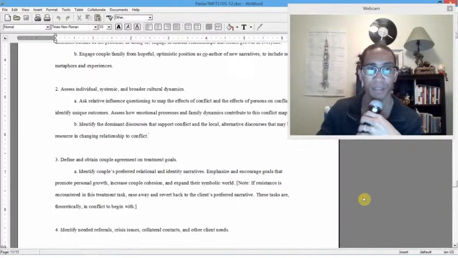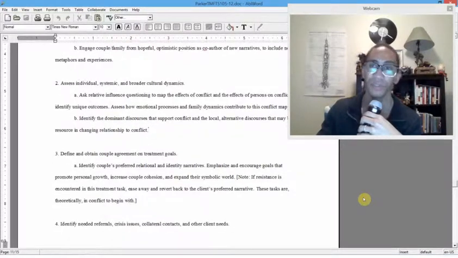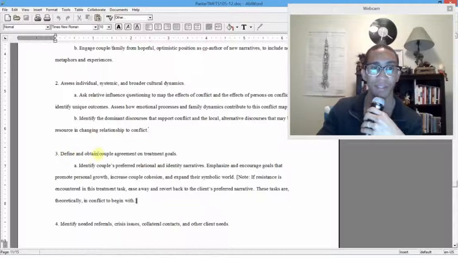Define and obtain couple agreement on treatment goals. So obviously it would be family instead of couple. So identify the family's preferred relational and identity narratives. How would they like to be defined? How would they like to define their relationship? Emphasize and encourage goals that promote personal growth, increase family cohesion, and expand their symbolic world. Note if resistance is encountered in this treatment task, ease away and revert back to the client's preferred narrative.